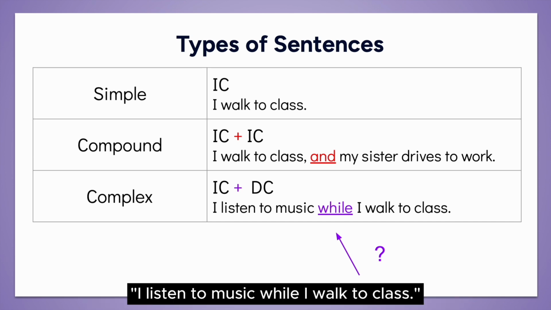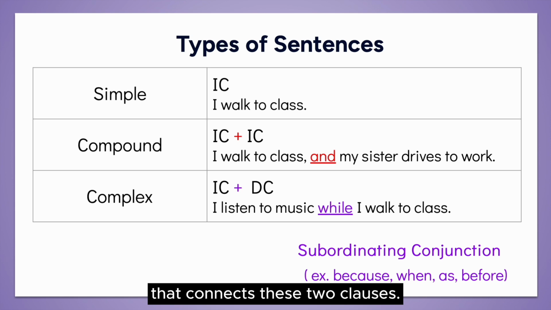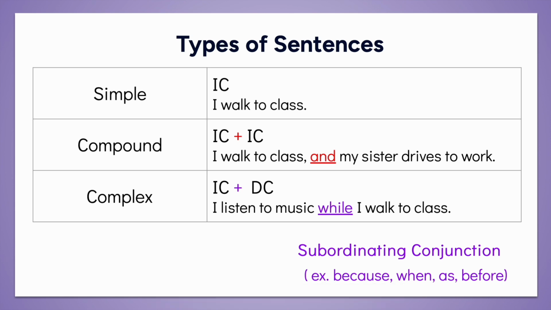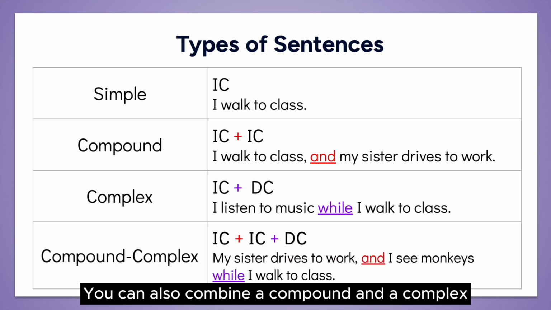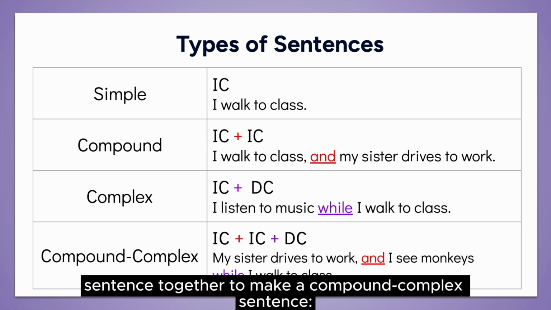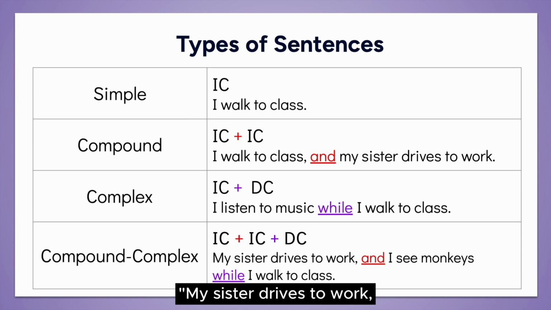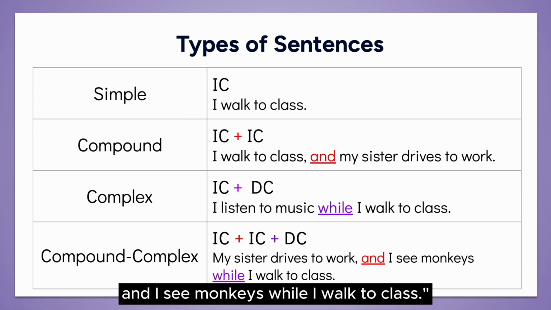"I listened to music while I walked to class." And as we talked about before, "while" is a subordinating conjunction that connects these 2 clauses. You can also combine a compound and a complex sentence together to make a compound complex sentence. "My sister drives to work, and I see monkeys while I walk to class."